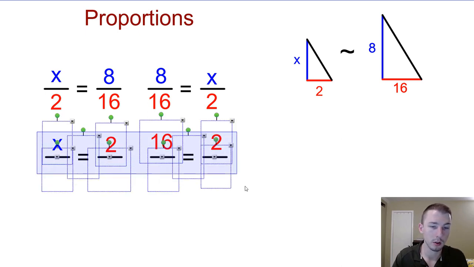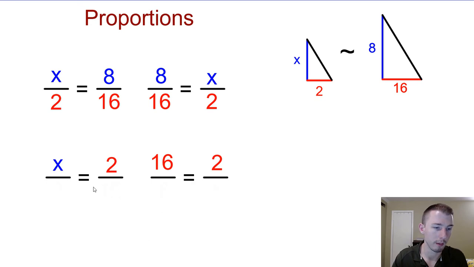All right, other ways we can do it. Let me move these down here so a little bit further out. x goes to 2, just as 8 goes to 16. That'll work just fine. Or we can do 16 goes to 2, just as 8 goes to x. All right, so the whole point of this exercise is to show you there's 4 different ways to set up any proportion. They'll all give you the exact same answer.